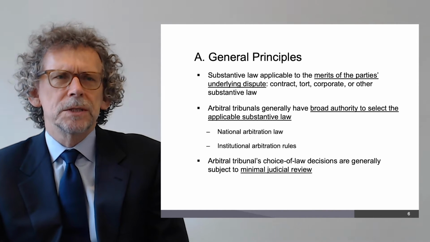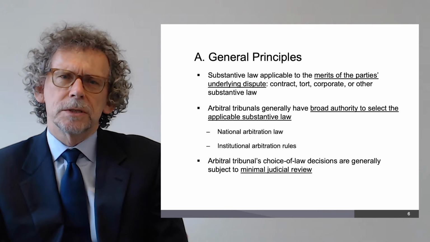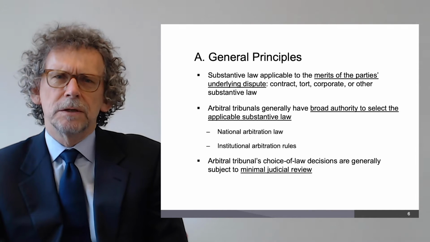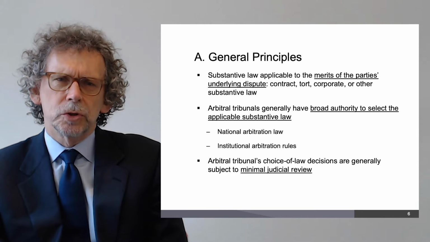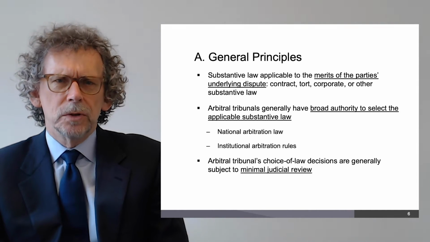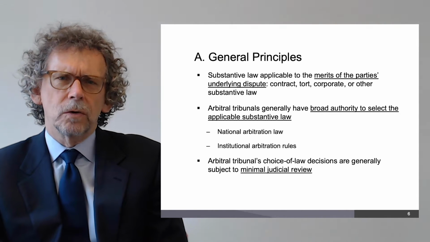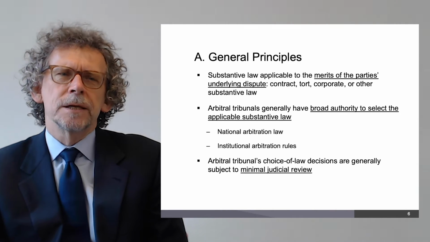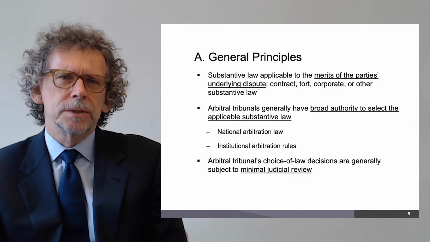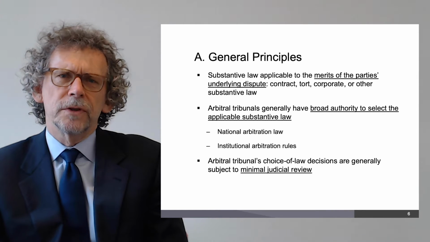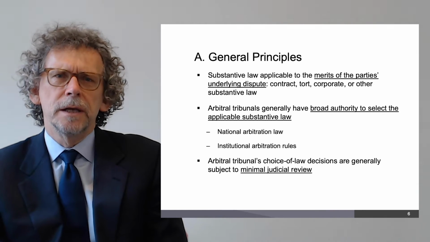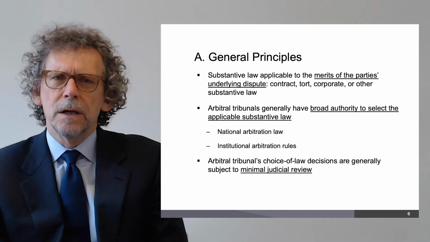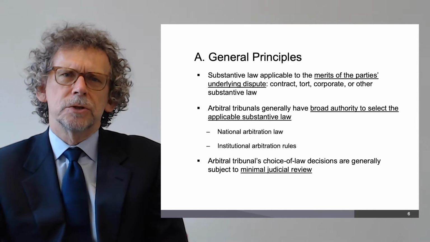In this webinar, we're considering the substantive law applicable to the merits of the party's underlying dispute: the contract law, the tort law, the corporate, or other type of substantive law that governs the party's underlying commercial relationship. As we'll see, international arbitral tribunals have broad authority, broad discretion to select the applicable law. That authority is recognized both by national arbitration statutes and institutional arbitration rules. Pursuant to both those sources of authority, arbitral tribunals' decisions on the applicable substantive law are subject to only minimal, de minimis, judicial review.